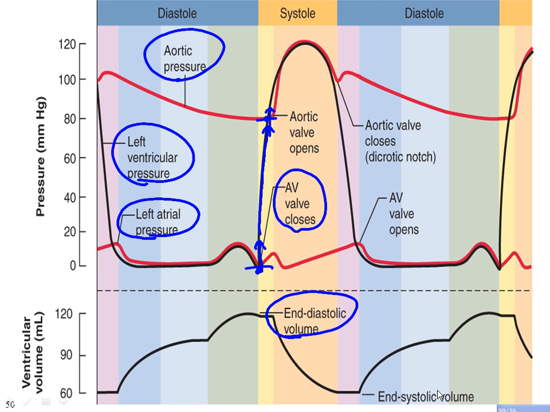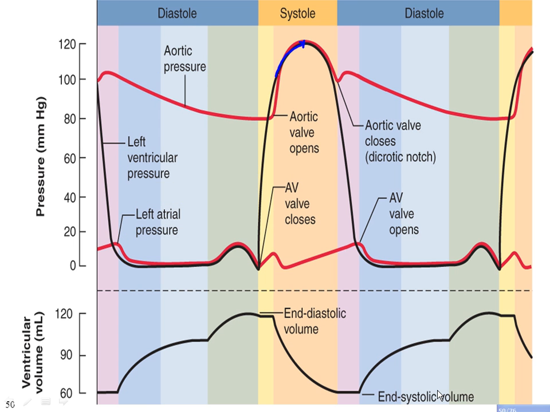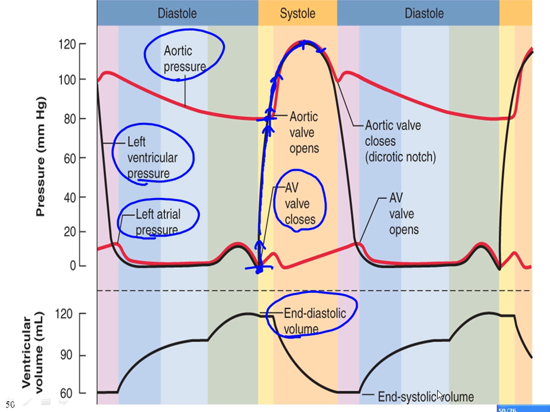Now, when the pressure in the left ventricle exceeds aortic pressure, the aortic semilunar valve opens up. And when it opens up, you'll have ejection of blood from the left ventricle into the aorta. That's what you're observing here. During this time period, that valve is open, and blood is moving from the left ventricle into the aorta.